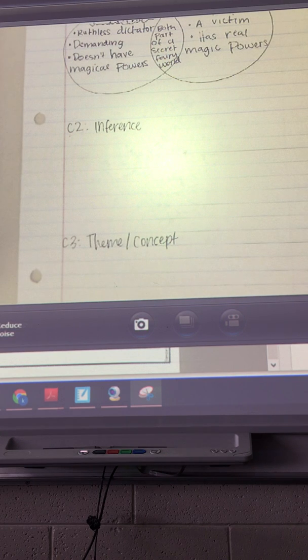So an inference, we're using the evidence that we do have, and we're basically making a claim, okay? So we're making an inference based on evidence, okay? It's not made up. We're not saying that we think in the past Mary Poppins and this fairy were really good friends and then they had a falling out, okay? That's not an inference because we have no evidence for that, okay? So we want to use the information that we do have to make an inference. It's kind of like an educated guess.